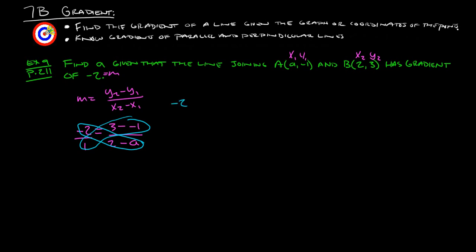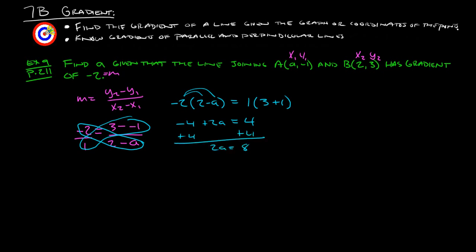So I'm going to do this times this should equal this times this. Alright, so we get negative 2 times 2 minus a should equal 1 times 3 plus 1, because the double negative turns into positive. So if I distribute the negative 2 through, I get negative 4 plus 2a equals, and that's just going to be 4. Add 4 to both sides. 2a equals 8. Divide both sides by 2, and we get a equals 4. Alright? Okay. Moving along.